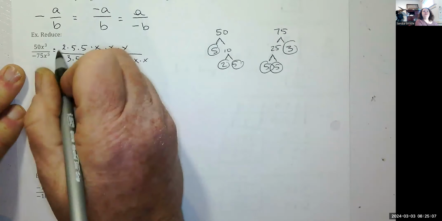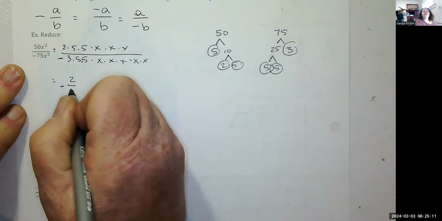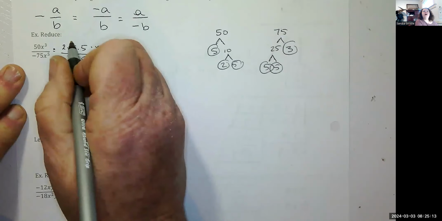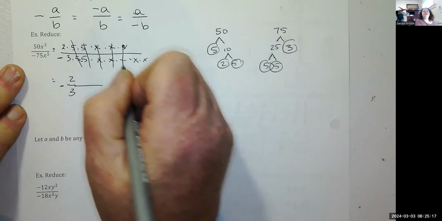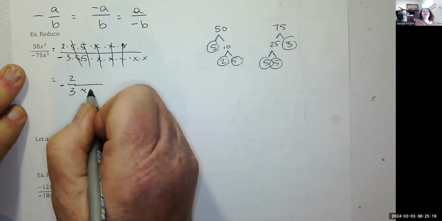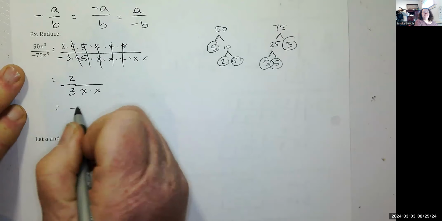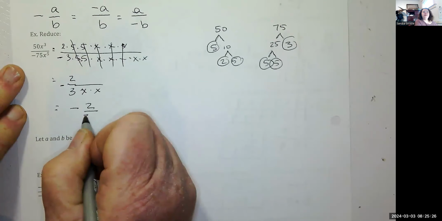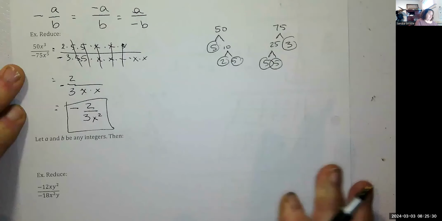All right, let's cross things out. I've got 2. I'm going to bring that negative up front here. 3. The 5's are gone. 3 of the x's are gone. And I'm left with x times x. So this is -2 over 3x squared, is my answer.